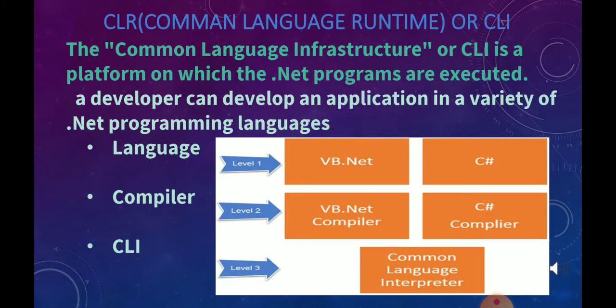The third and main component of the .NET Framework is the Common Language Interpreter, that is CLI. A developer can develop an application in a variety of .NET programming languages. The first level is the programming language itself. The most common ones are VB.NET and C#. The second level is a compiler, which will be separate for each programming language. So underlying the VB.NET language, there will be a separate VB.NET compiler. Similarly, for C# you will have another compiler.